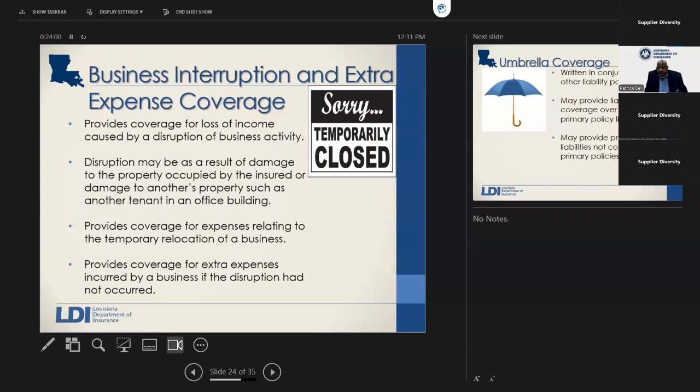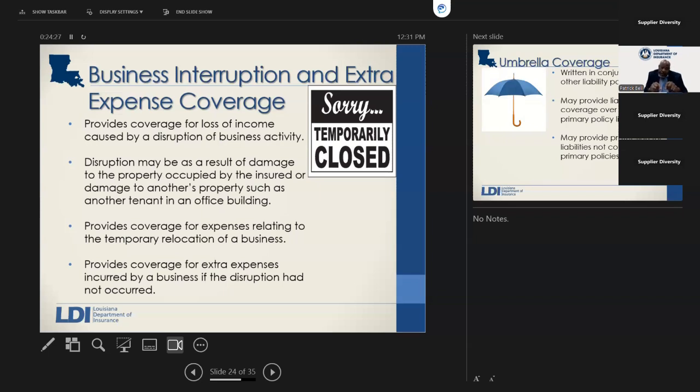Okay, business interruption and extra expense coverage. This particularly comes into play when there's been a major disaster or a fire. All right. So it provides coverage for loss of income caused by a disruption of business activity. The disruption may be as a result of damage to the property occupied by the insured, occupied by you, or damage to another's property, such as another tenant in an office building or in a strip center.